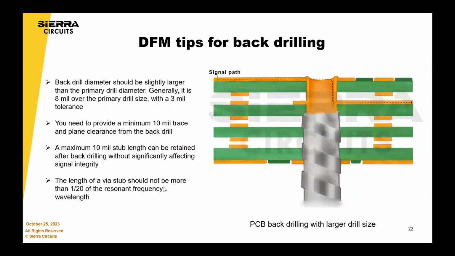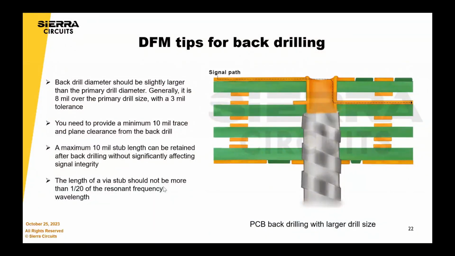So, going through some DFM tips for backdrilling. Backdrill diameter should be slightly larger than the primary drill diameter. The diameter is usually 8 mils over the primary drill size with a 3 mil tolerance. Provide a minimum 10 mil trace and plane clearance from the back drill.